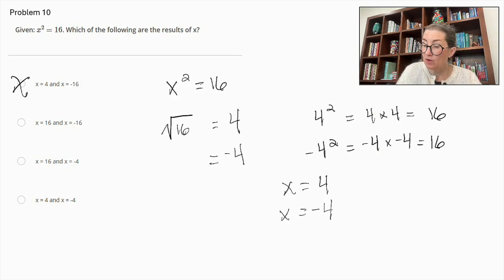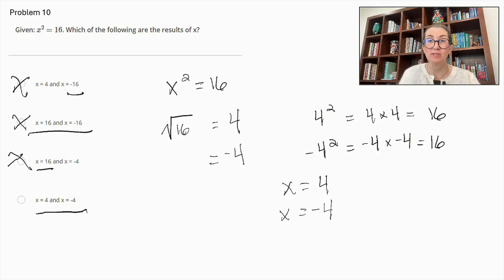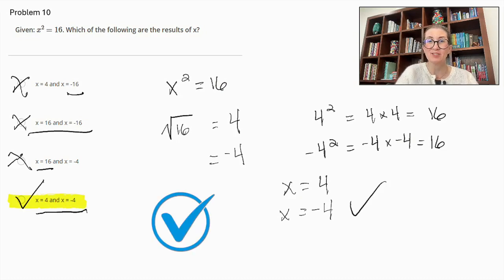And that's not it. Cannot be -16. Cannot be 16 at all. X equals 4 and x equals -4. And that is the correct answer.